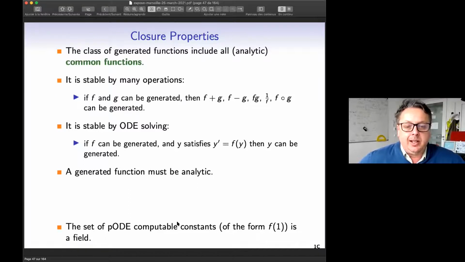So for example, for f composed with g, the derivative is g prime times f prime of g, and you use exactly the previous principle to get it. And it's even stronger. If you write some ordinary differential equation, say y prime equals f of y, and f can be drawn, then the solution can be drawn.